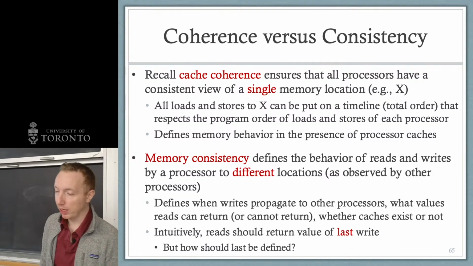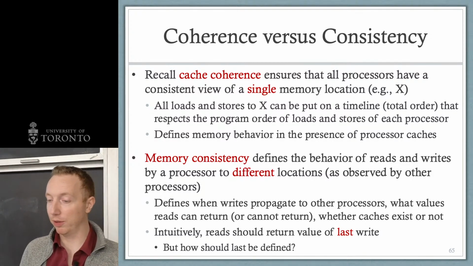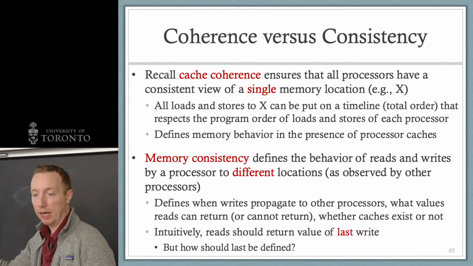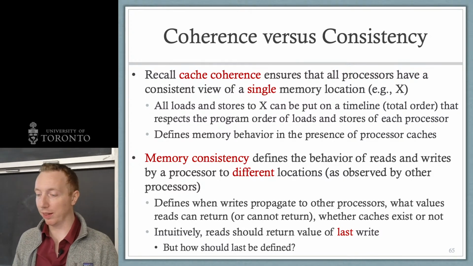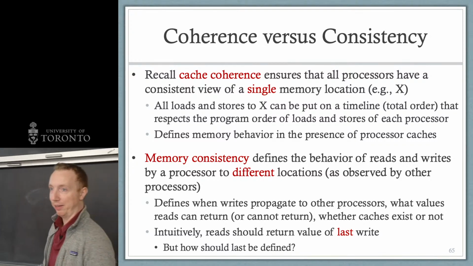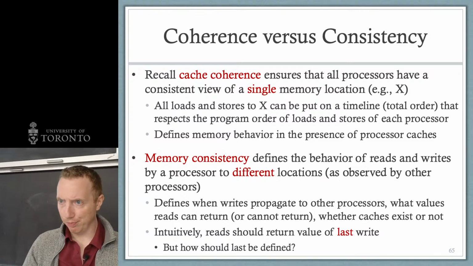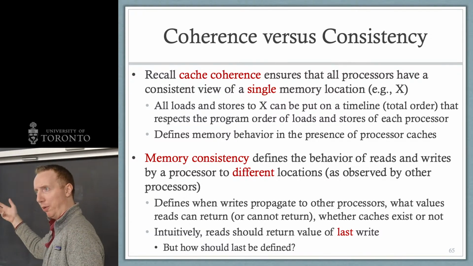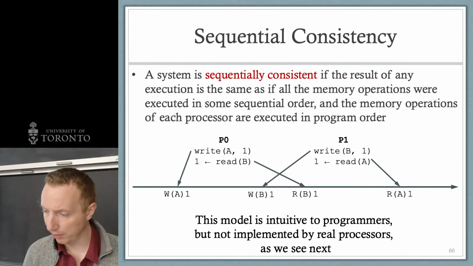If you write, when does it propagate to the other processors? What values can a read return? Is it in the cache? Intuitively, a read should return the value of the last write, but how is last defined? Is it which core? Which one is more important? Should it be how it was written or how it was executed? We'll have some examples of that.